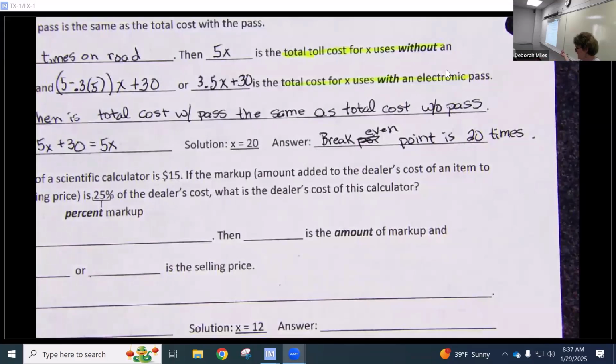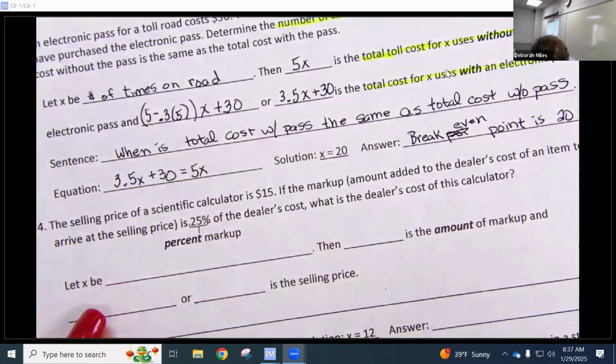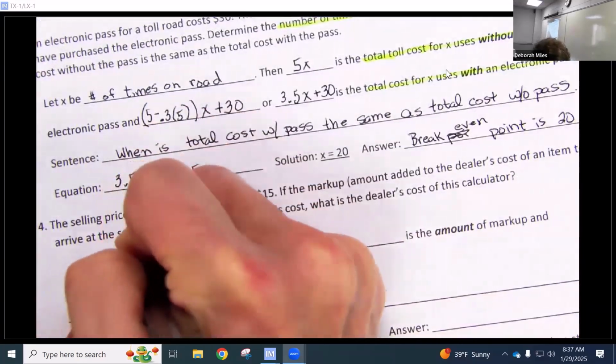You got TI making the calculators. They sell them to Walmart. Walmart upcharges them because they have to make a profit. The base plus the base times their percentage markup. Okay, so what are you letting X be? The dealer's, that's the original. Yeah, that's TI, the person selling the calculator to Walmart. So let X be the dealer's cost.